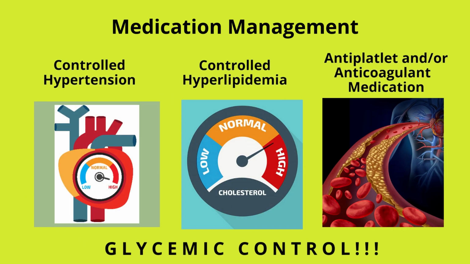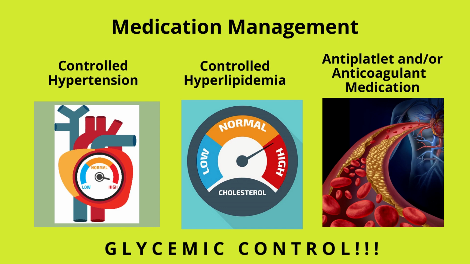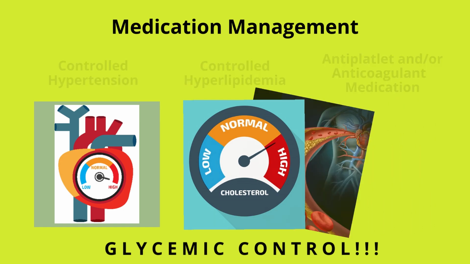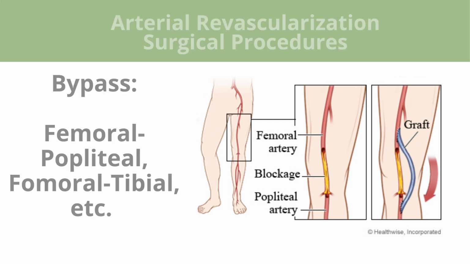The management of PAD begins with lifestyle. It can also be treated with medications. It's important to have controlled hypertension, controlled hyperlipidemia, glycemic control, and antiplatelet or anticoagulation therapy. If lifestyle and medication management are not effective, or the patient suffers an acute ischemic episode, revascularization surgery could be indicated. There are many types of these revascularization surgeries, and the interventions and priorities should be case-specific.